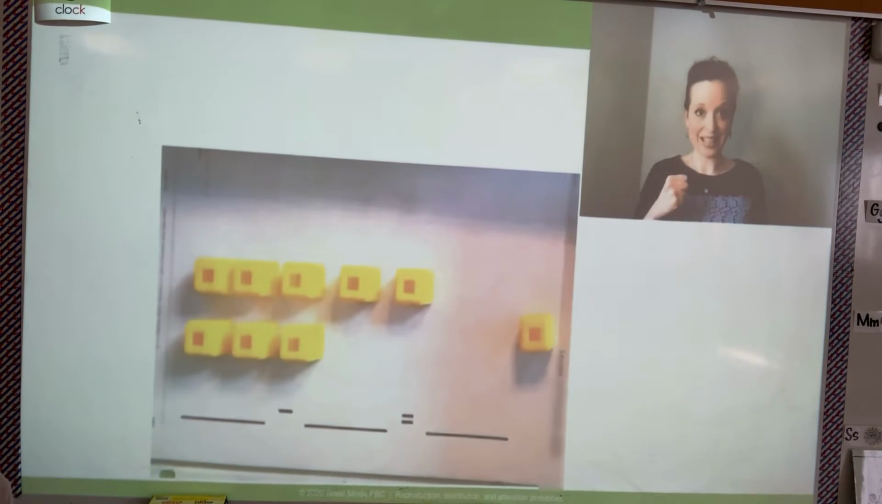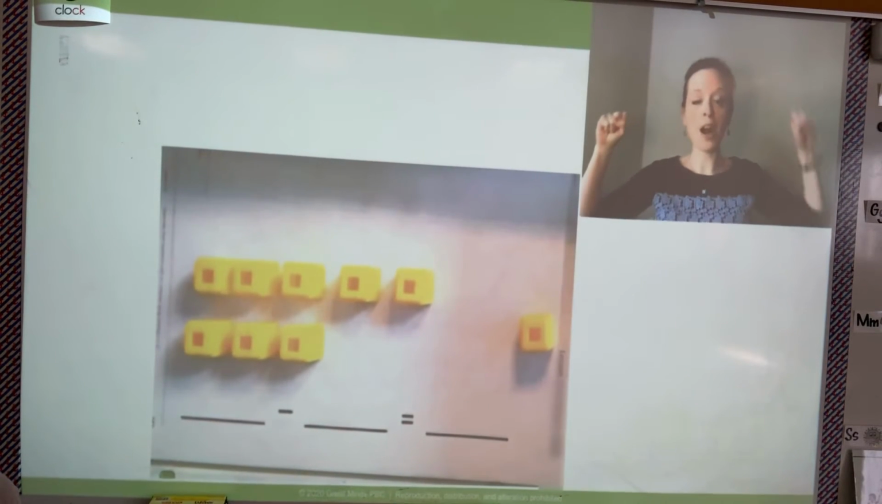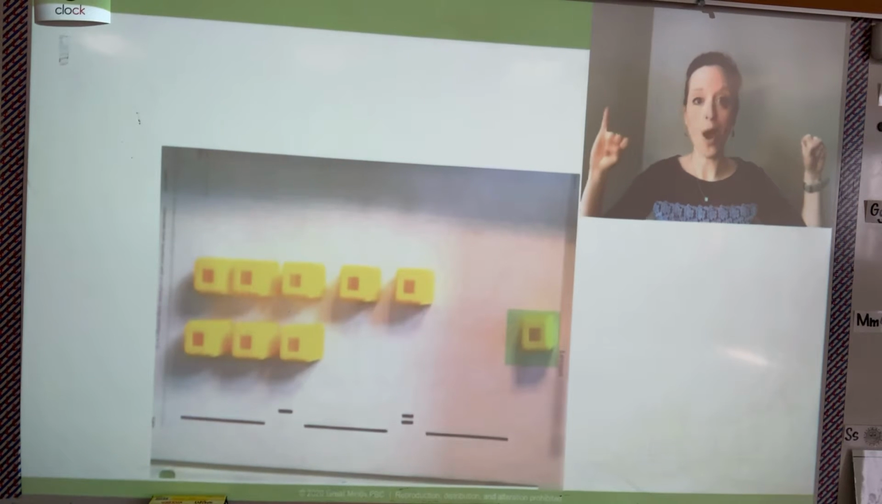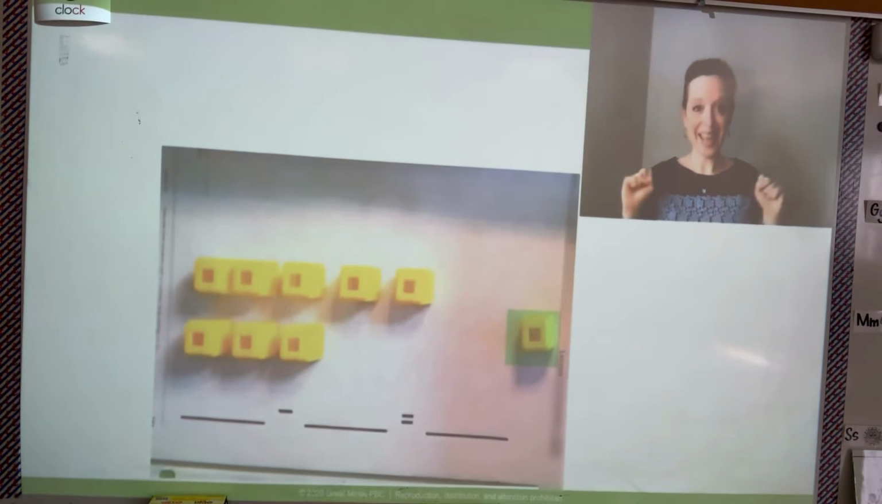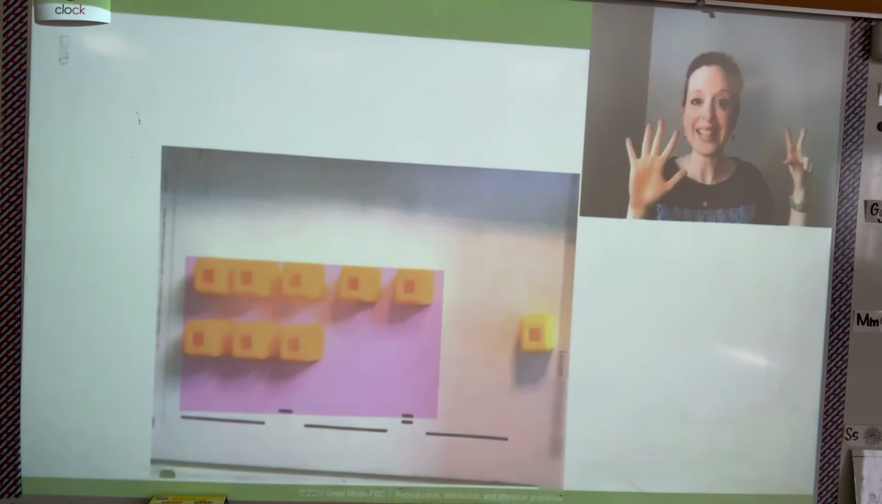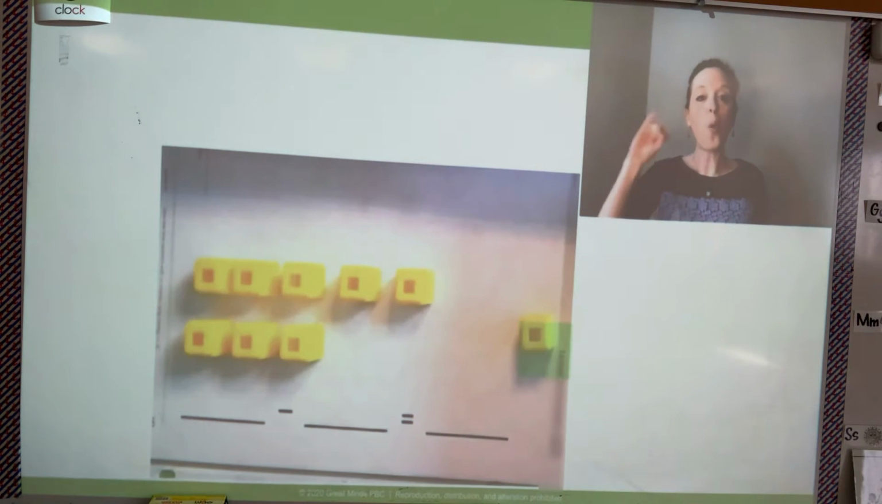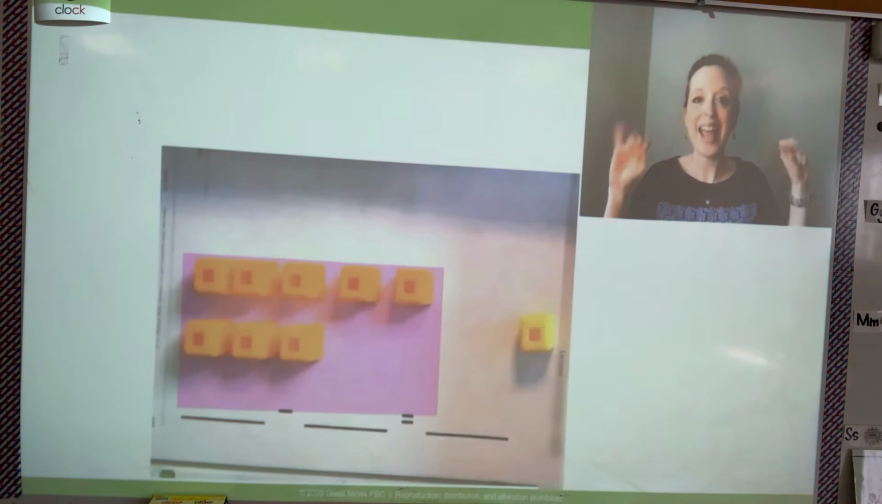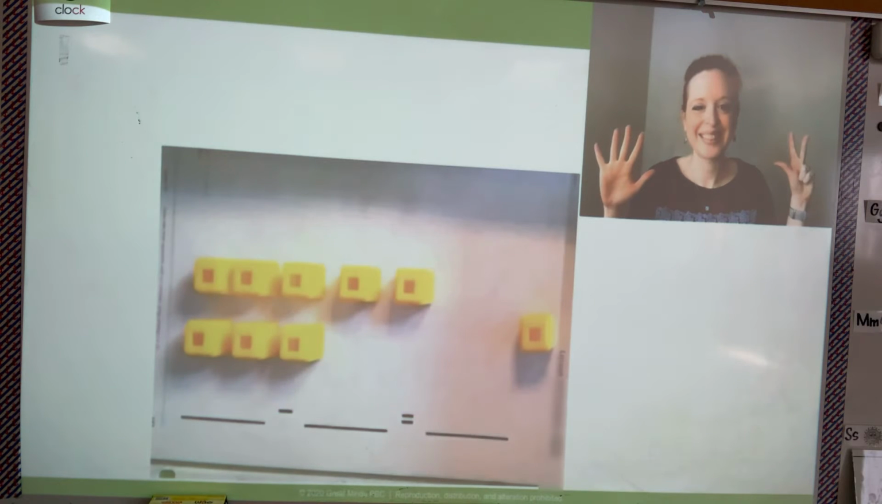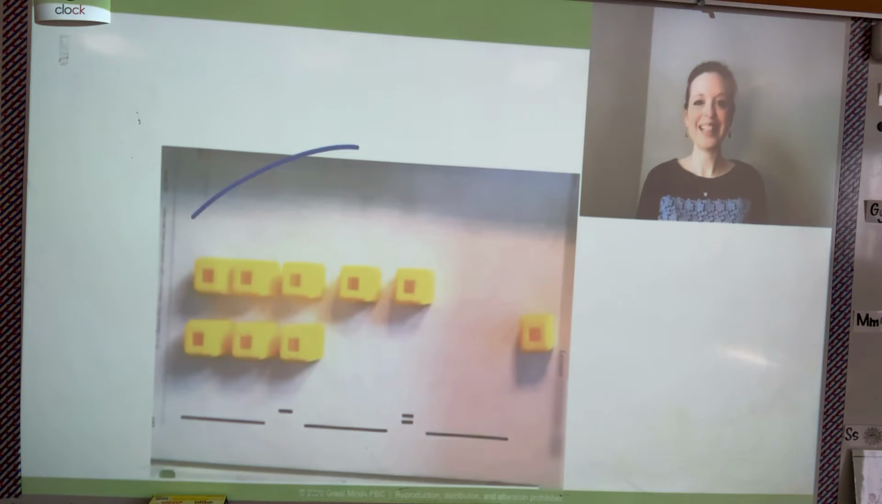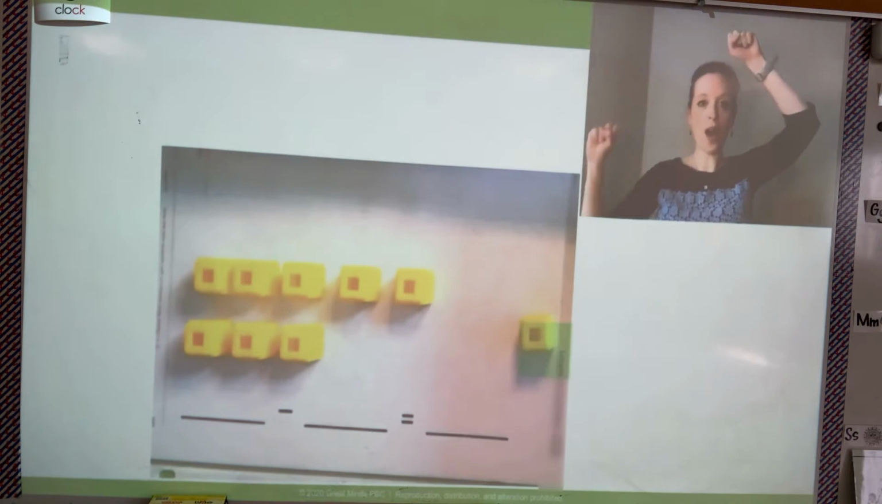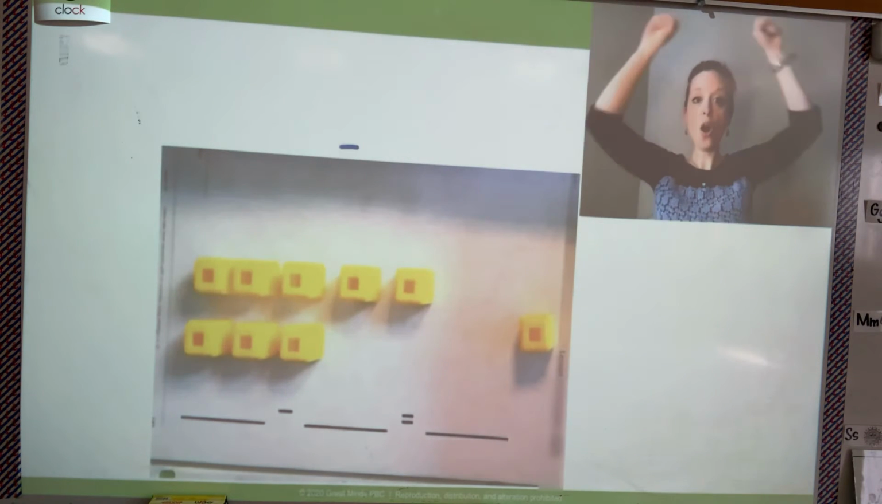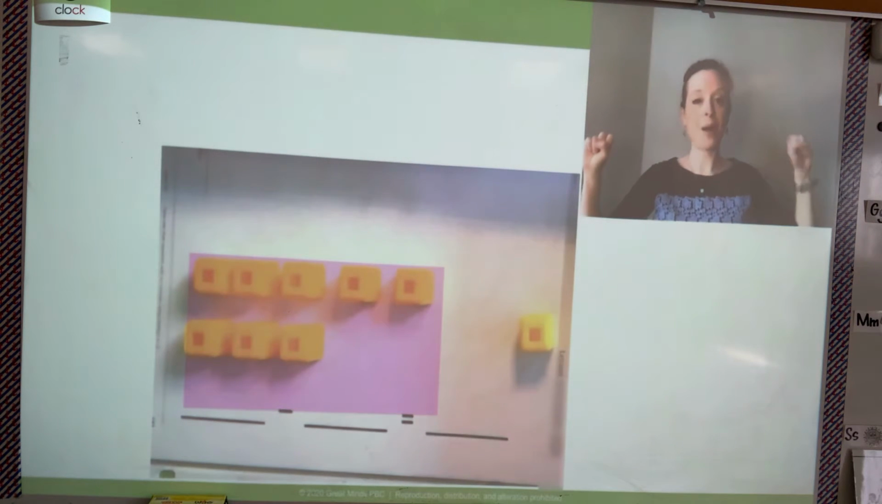Yes. The 2 parts are 1 and 8. 1 bear left to go to the honey tree, and there were 8 bears still at home. 9, 1, 8. Let's do that together. Part.